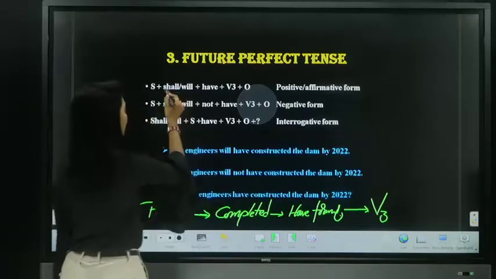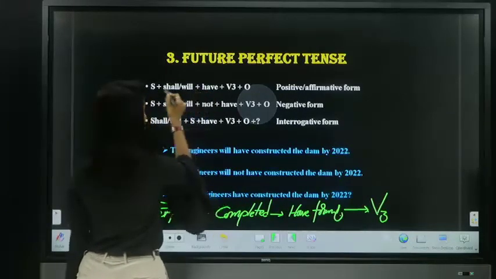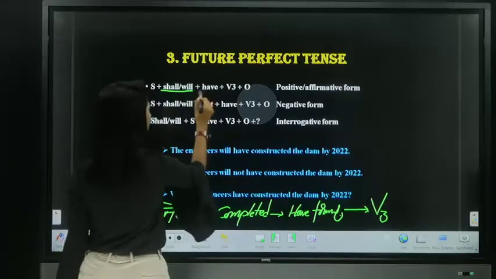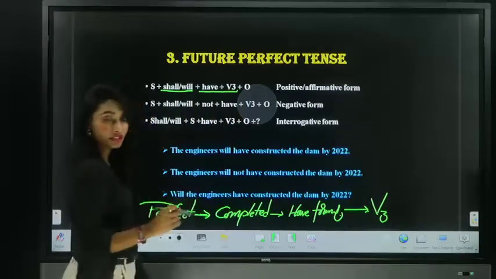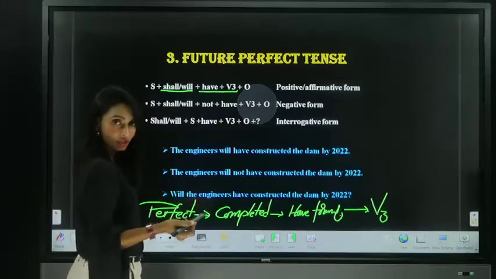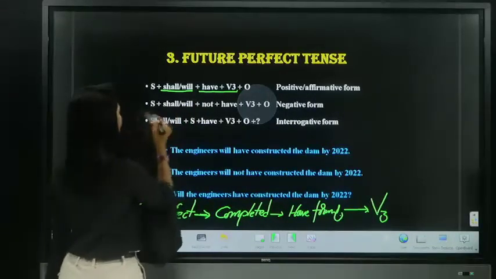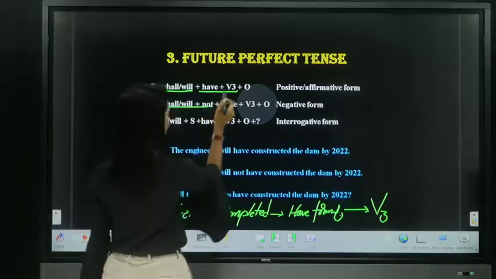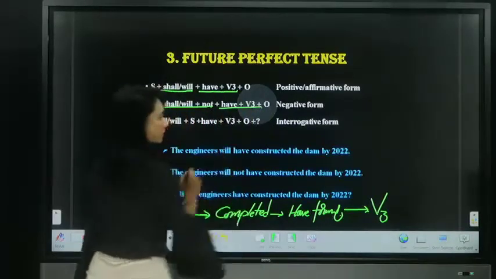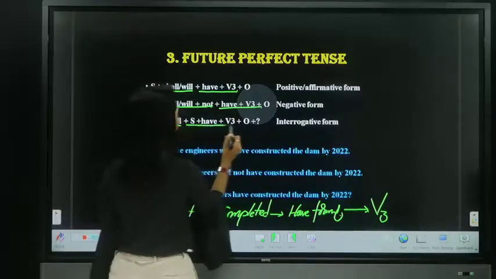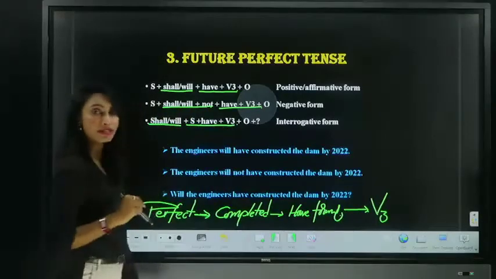So the formula for the positive form is subject plus will or shall plus have plus V3 plus object. Negative, just put not after auxiliary will or shall. So subject plus will or shall plus not plus have plus V3 plus object. Interrogative, bring will or shall before. So shall or will plus subject plus have plus V3 plus object plus question mark.